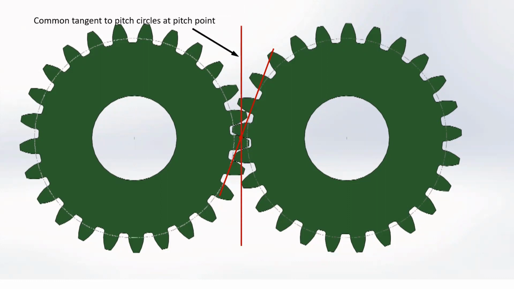Common tangent to pitch circle at pitch point. It is a line passing through the pitch point and tangent to pitch circles of the mating gears. Pressure angle. The angle between the line of action and common tangent to pitch circles at the pitch point is known as pressure angle and is represented by alpha.